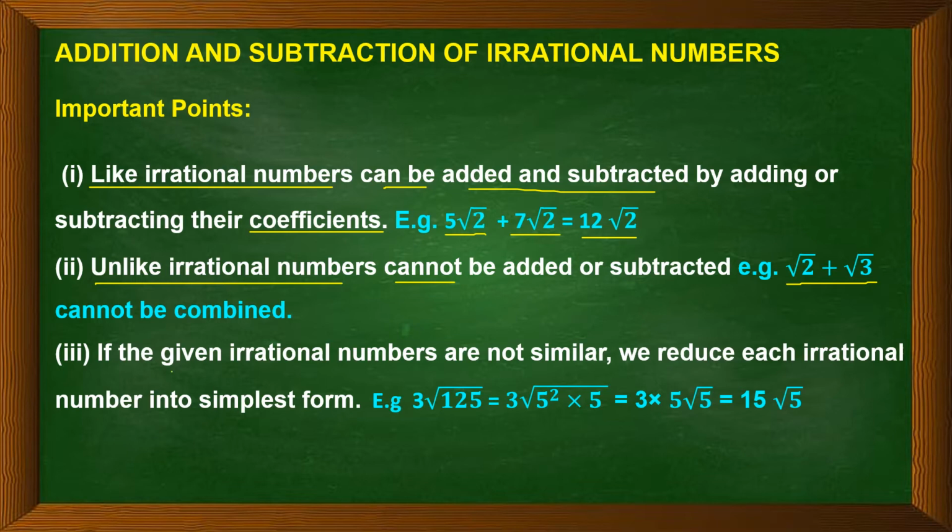Now further, given any irrational numbers which are not similar, we will reduce such irrational numbers into simplest form. For example, 3 root 125. This can be reduced to 15 root 5 by just taking out the factors of 125, that is 5 square into 5, which is 5 root 5, and 3 into 5 is 15 root 5. So this is how we can reduce the irrational numbers into simplest forms. These are the 3 points which you have to keep in mind while solving the addition and subtraction of irrational numbers. Now let's start with the questions.